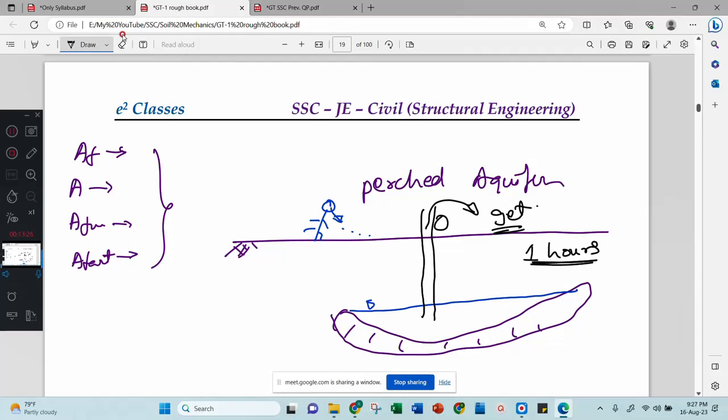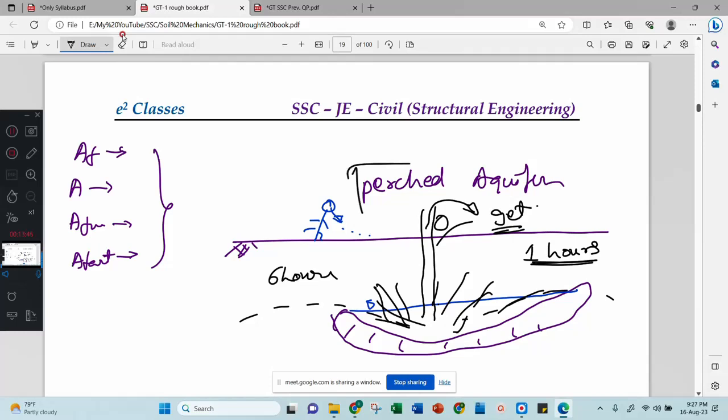no water from the borehole. Why? Because this water is completely gone, already pumped out. Then after 6 hours, the water table will come again, water will collect here again, and the pump will work again. This is called a perched aquifer. Perched aquifer means the water is temporary. Water is available near the rock depression, and that is considered a perched aquifer.